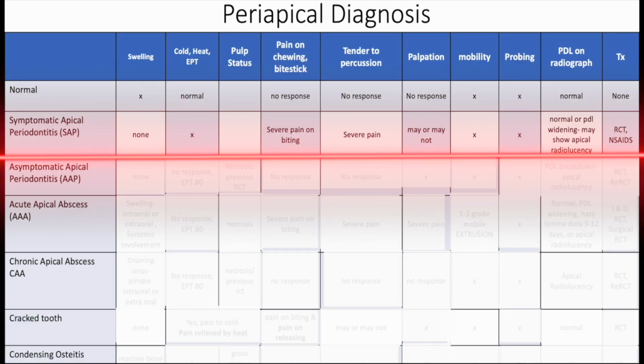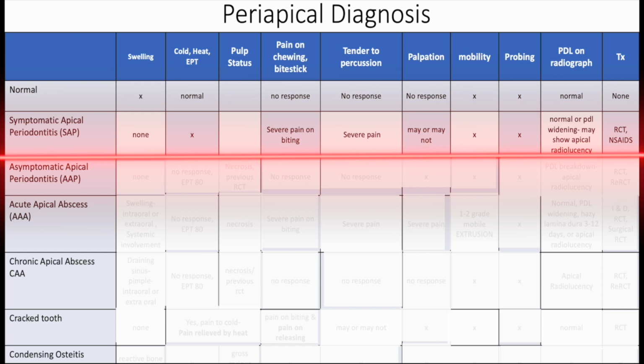You do not need to do a big treatment, and the radiograph will not show you any radiolucency or any PDL widening because it takes at least 7 to 14 days to show it on the radiograph. In the first 3 to 12 days you may see hazy lamina dura, and after 12 days, up till 14 days, you can see PDL widening on the radiograph as a classic sign.